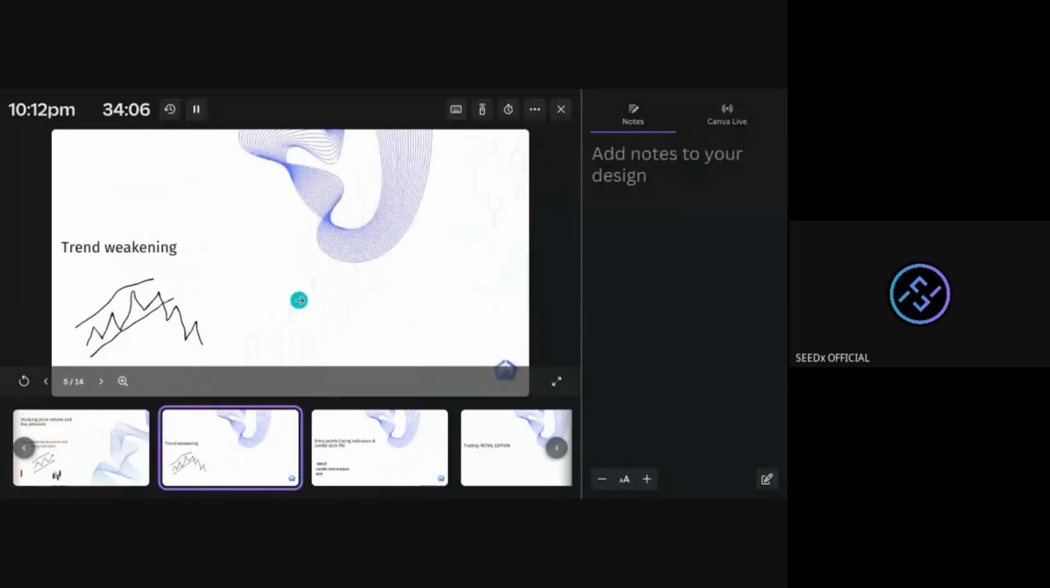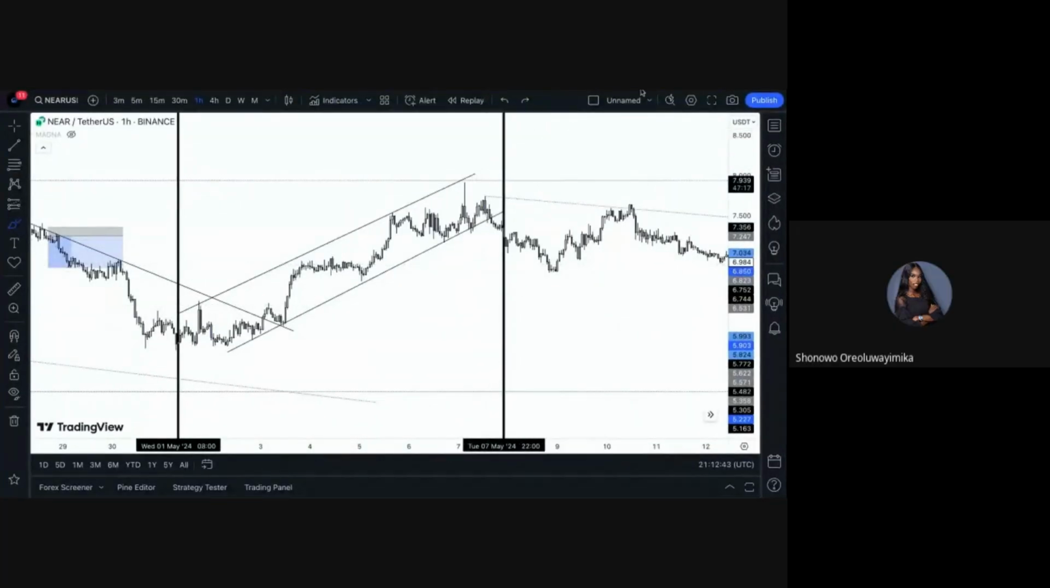Okay, so we already talked about trend weakening. So now let's move on to the main charts and try to catch some signals using this strategy. Please tell me if you can see my screen because this lags sometimes. Hold on. Okay, tell me if you can see my chart. Yes, we can see your screen. Okay.